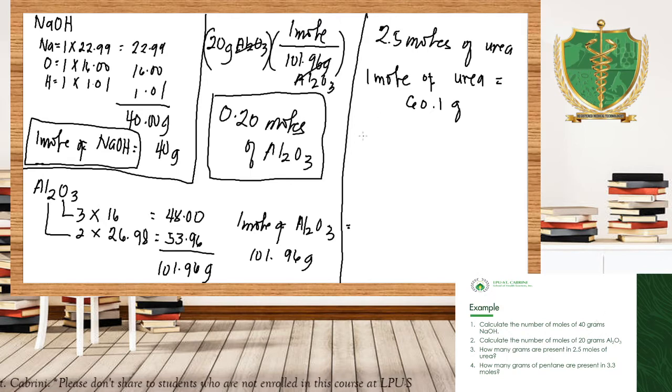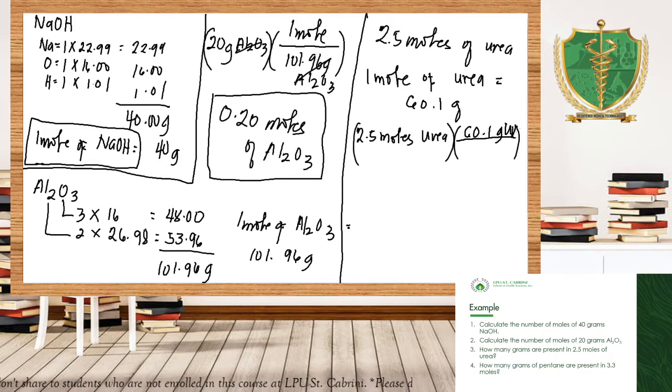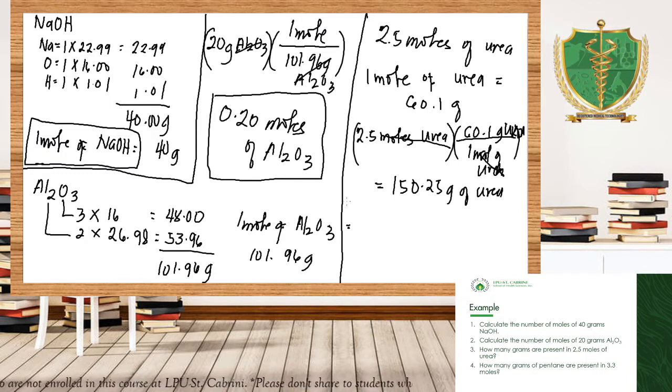Alright, so if we have 2.5 moles, that will be 2.5 moles urea times 60.1 grams urea per 1 mole of urea. So cancel, 2.5 times 60.1 gives us 150.25 grams of urea. Okay, therefore, 2.5 moles of urea contains 150.25 grams of urea. Okay, so 2.5 moles of urea is equivalent to 150.25 grams of urea. Now, how about the last problem?